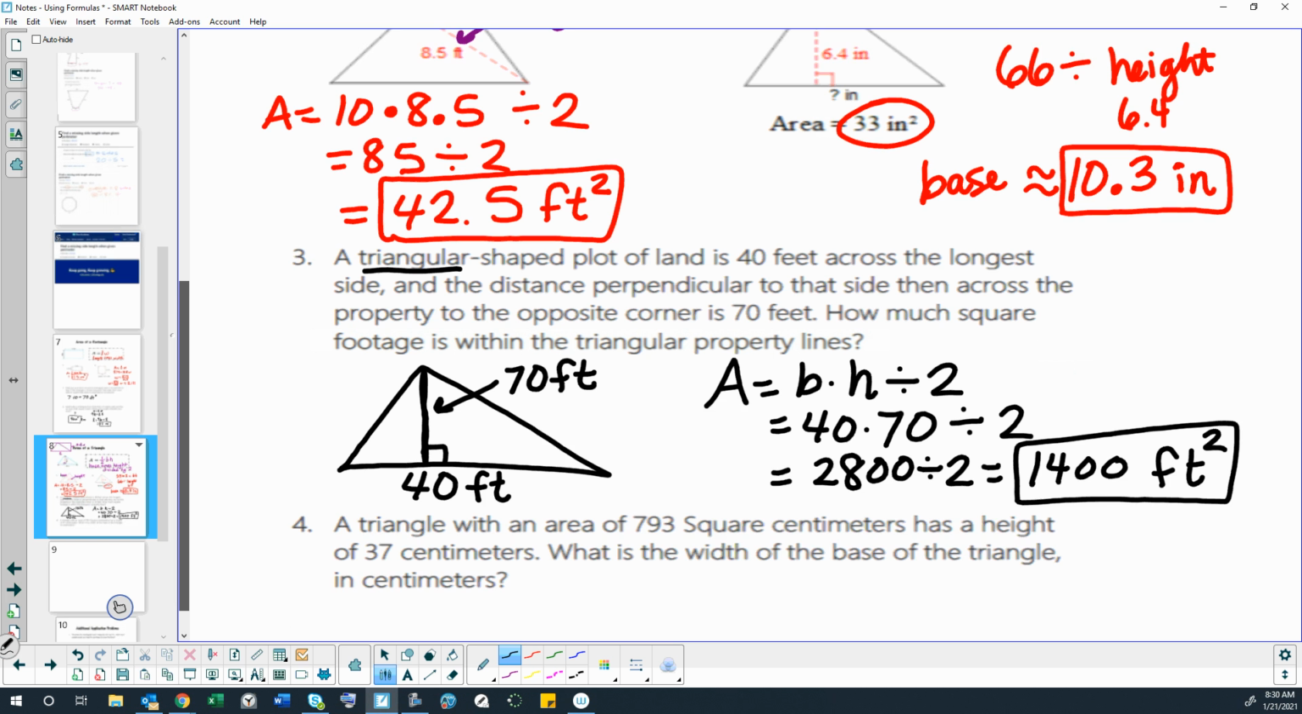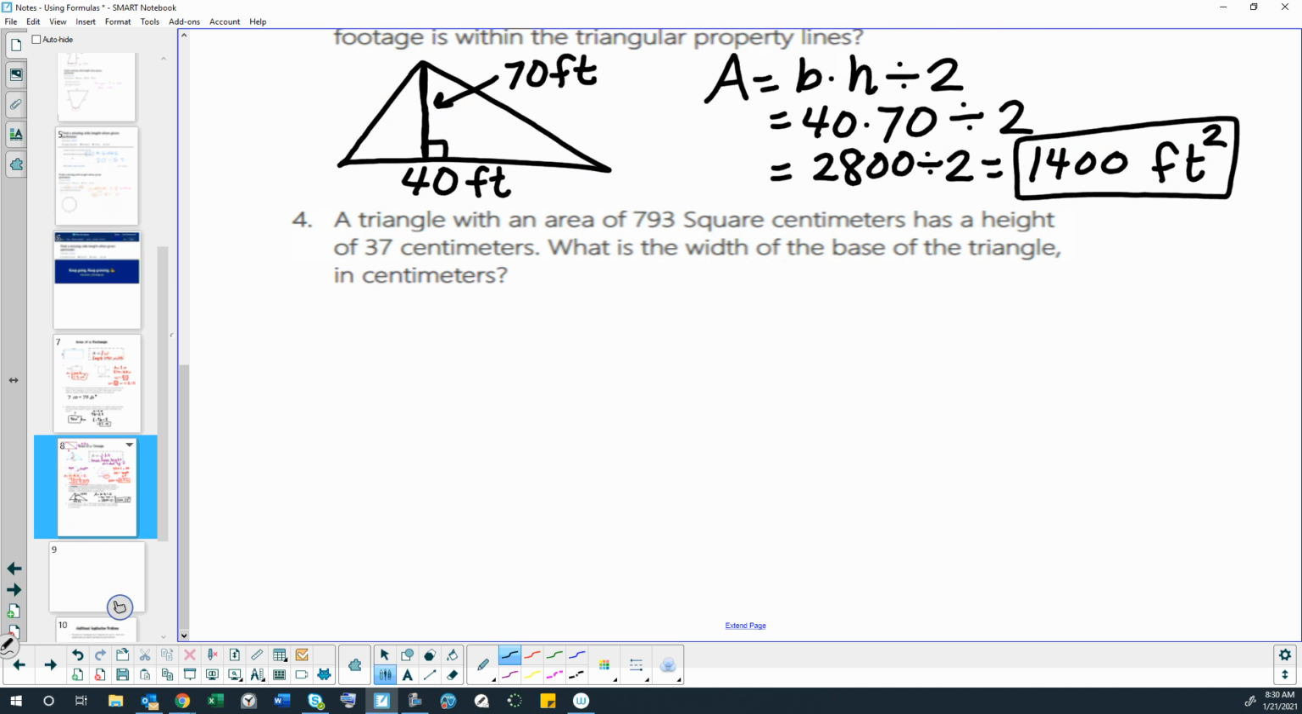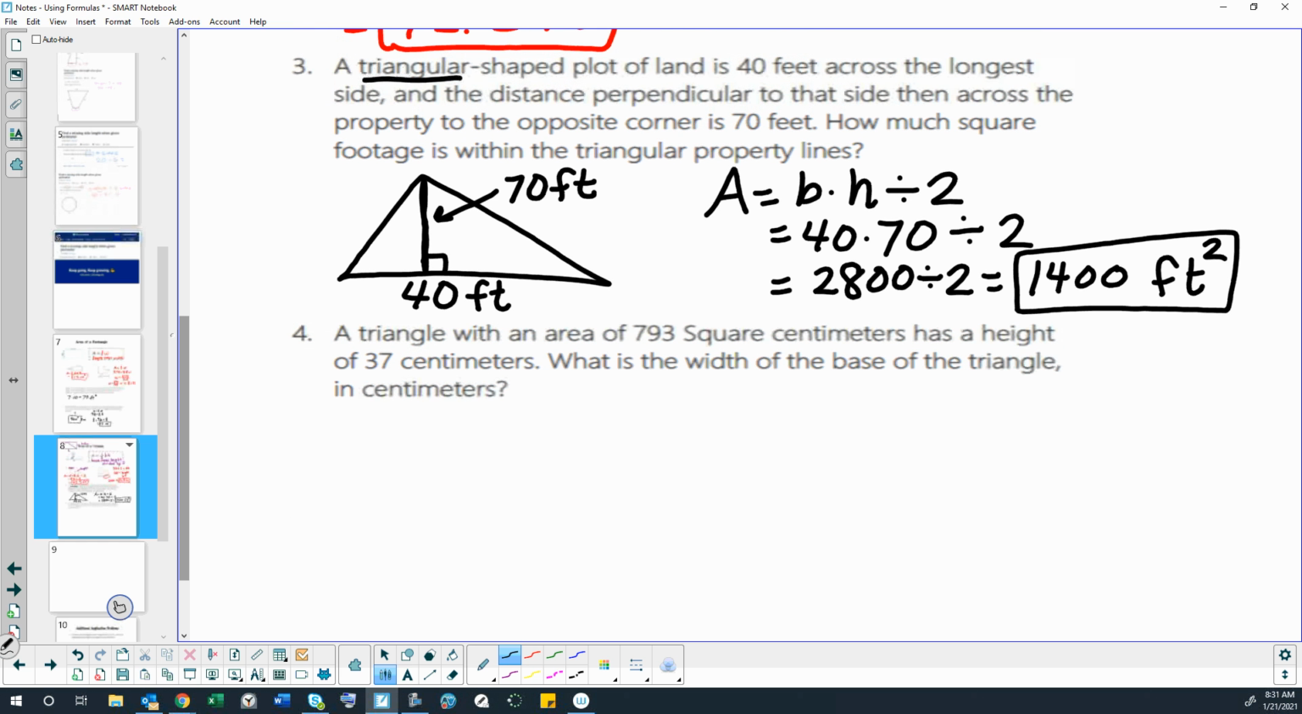Ask a question. It's triangle stuff. A triangle with an area of 793 square centimeters has a height of 37 centimeters. What is the width of the base in centimeters? So this is a lot like problem 2. It's just written in words instead of a picture, right? It's just got different numbers.